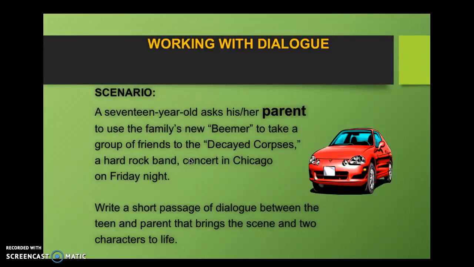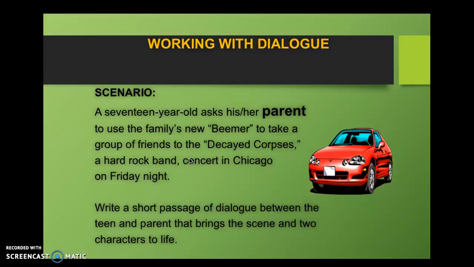All right, here's a scenario. I'm not going to have you do this either. But it's something for you to think about. I am going to have you do the exercises in the book, 3A, but this is a fun little exercise if you wanted to do something for fun for creative writing. It's a short passage of dialogue between the teen and the parent.